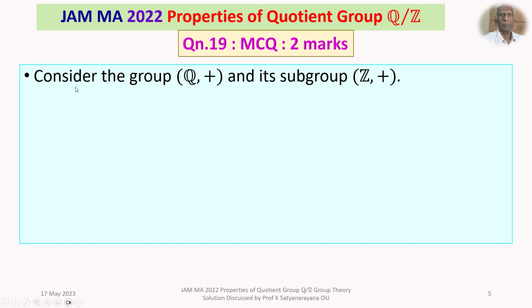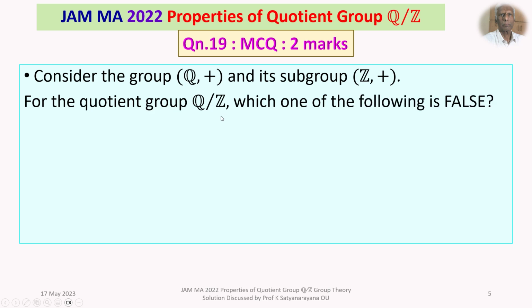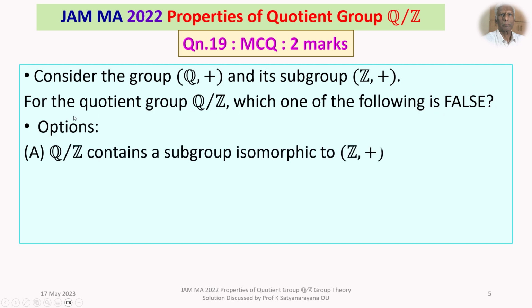The given question is, consider the group Q plus, that is the group of rational numbers under addition, and its subgroup, that is the additive group of integers. We form the quotient group Q by Z. Then which one of the following is false? We are given 4 options.